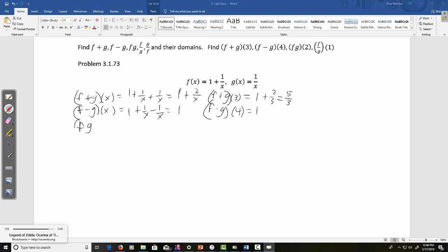Then fg of x, that would be 1 plus 1 over x times 1 over x, which distribute through, you get 1 over x plus 1 over x squared. I'm trying to decide whether I want to combine these into a single fraction or not. This is probably fine, but let's at least look. If I got common denominators, I'd multiply that by x over x, so I get x plus 1 over x squared.